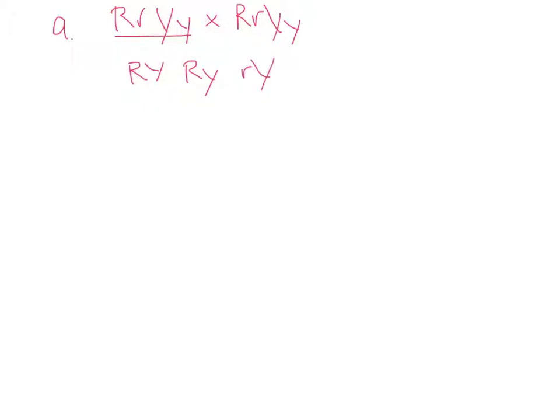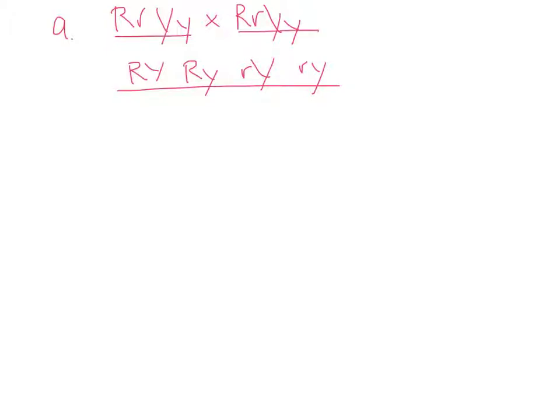Okay, now we're on link 5. Question 1, part A. This is kind of a lengthy problem, so I'm just going to work part A. You have this cross, big R little r, big Y little y, crossed by the same. The first thing you have to do is come up with the different possible gamete combinations. So the first one would be big R big Y, and then you have big R little y, little r big Y, little r little y. Those are the 4 for that one.